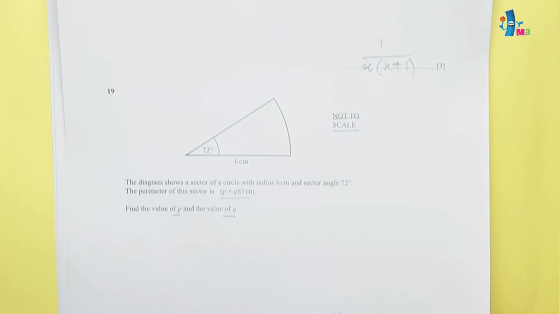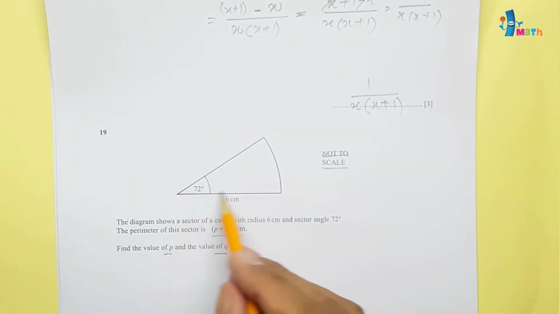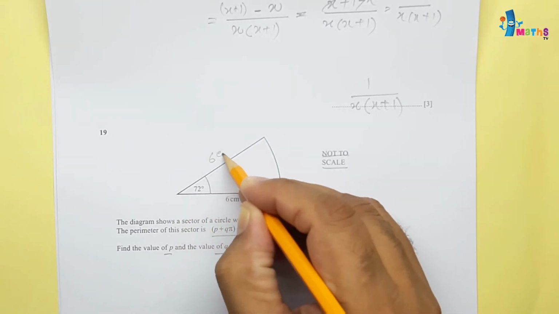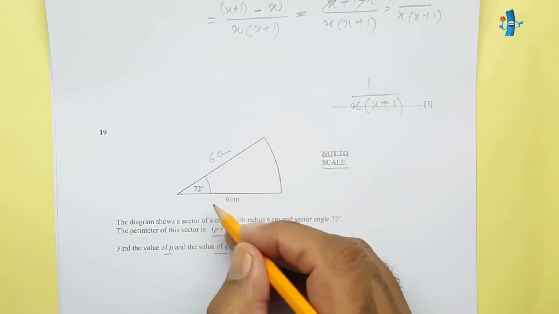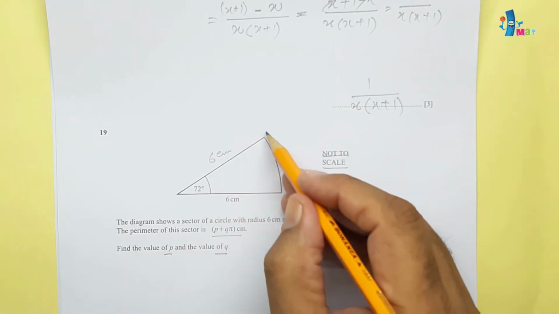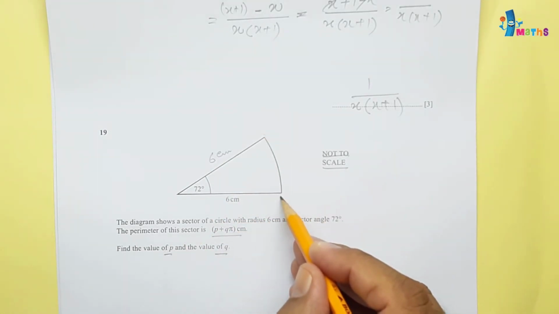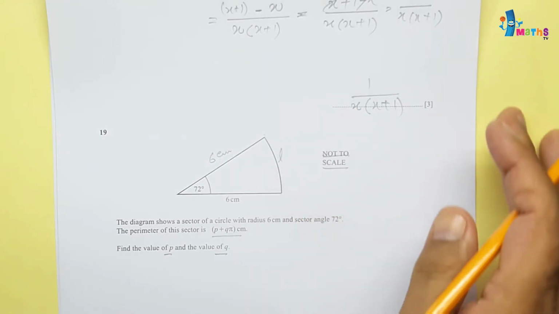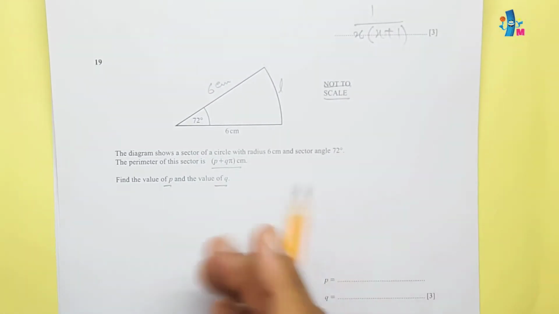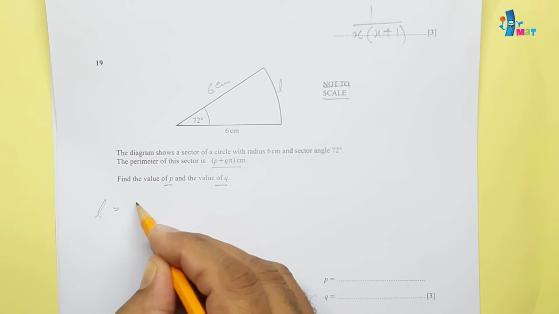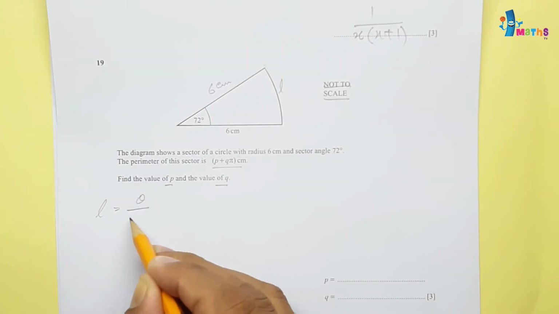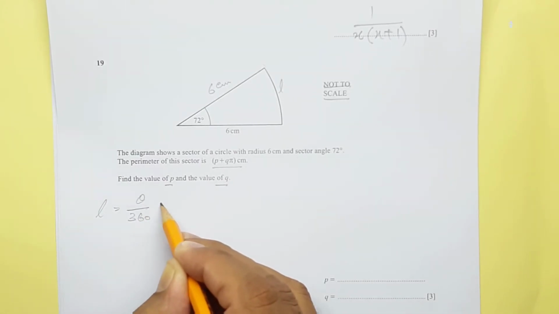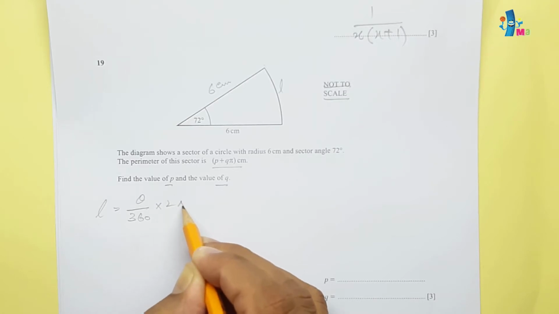Perimeter we can calculate. For example, this side is 6, and this side will also be 6 centimeters because this is also a radius. Now we have to apply the arc length formula to calculate this length. This is, for example, L. So L will be equal to what? L by formula is equal to theta over 360 into 2 pi r.